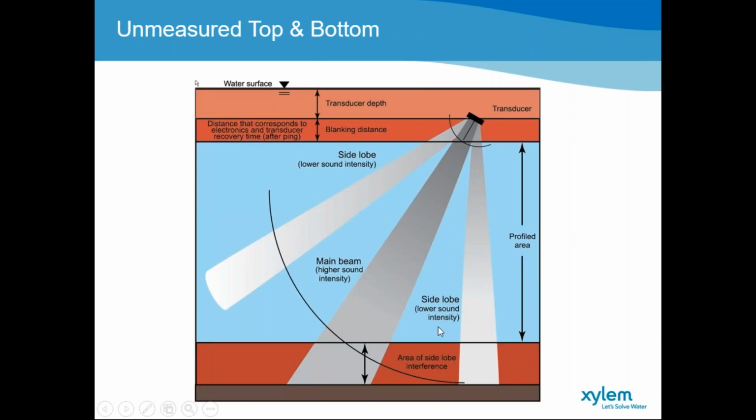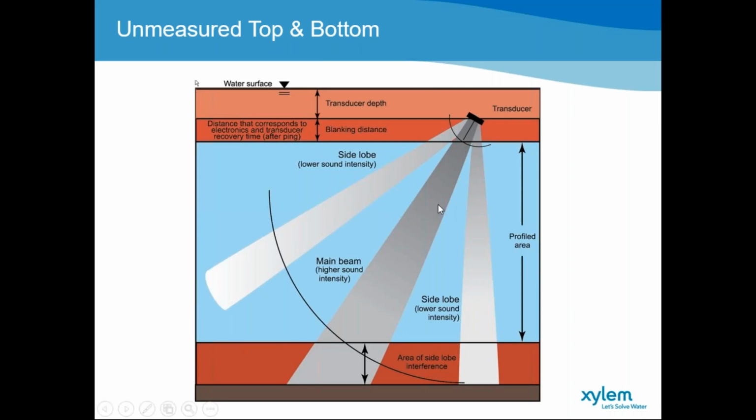This is a more close-up view of those 2 top and bottom zones. As you can see there, that's your transducer depth and your blanking distance, and that is the area that we're not able to measure and will be determined by an extrapolation method. The bottom portion, as I mentioned previously, is the area where side lobe interference can occur, and for this reason, SonTek has a default value of 10% to cut off.